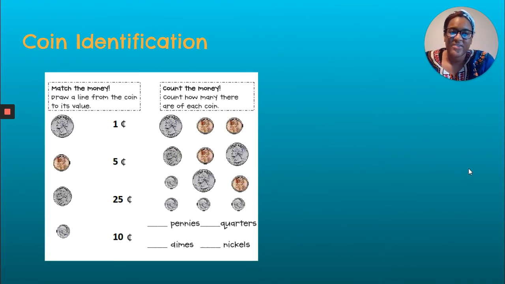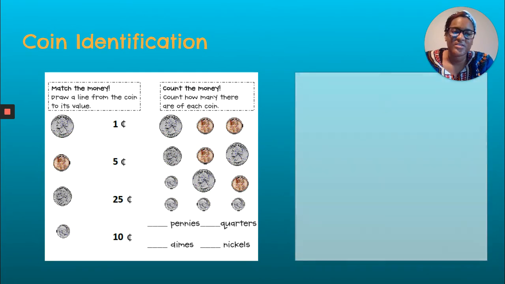So for coin identification, there's 2 ways you can do that. You do have to do both parts in order to get credit for your grade improvement. So if you have a printer and are able to print this, you can print off the sheet and your child can just do the worksheet. If not, I'm going to go over another way that your child can do this.